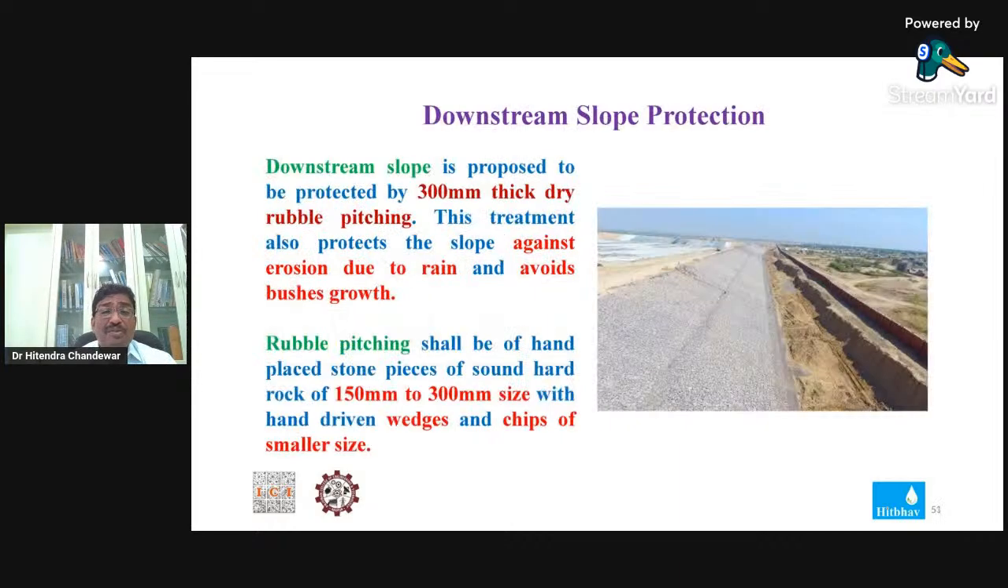The downstream slope protection was pitching only. We provided 300 mm thick dry rubble pitching. This treatment protects the slope against erosion due to rain and also avoids bush growth. Rubble pitching shall be hand placed. We told them it should be of sound hard rock, 150 mm to 300 mm size, with hand driven wedges and chips of smaller sizes. So those were the main requirements.